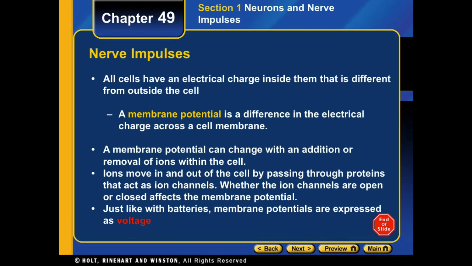These chemicals are called ions, and ions are atoms that have a charge. These ions, or chemicals with a charge, positive or negative, can move in and out of the cell. They pass through proteins in the membrane, and they act as ion channels that allow the ions in and out. Whether these ion channels are open or closed, you'll see this in a diagram in a minute, will affect the membrane potential, or that charge that's across the membrane. Just like with batteries that you learned last year, membrane potentials are expressed as voltage.